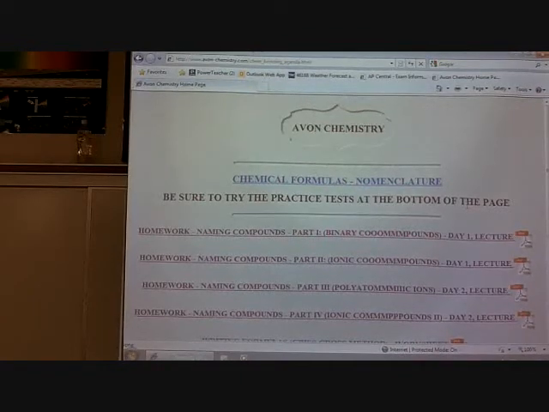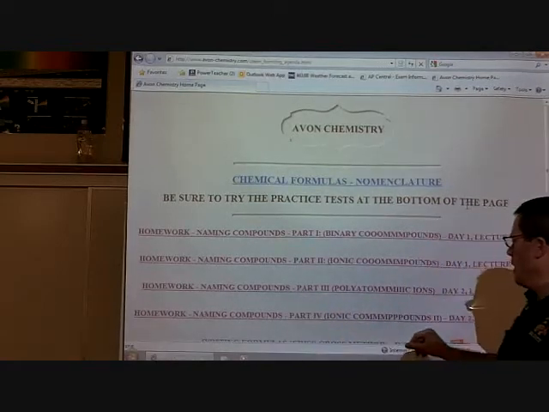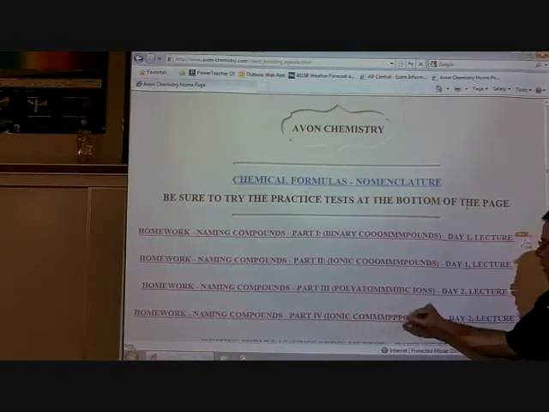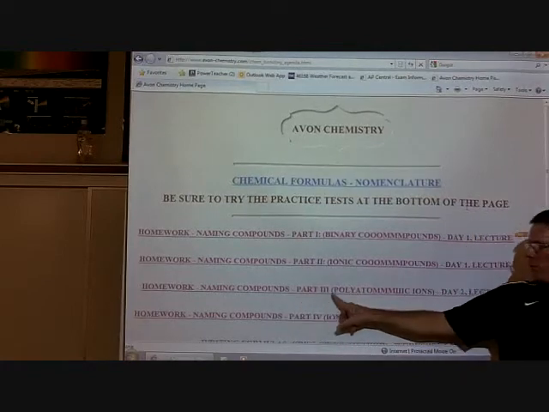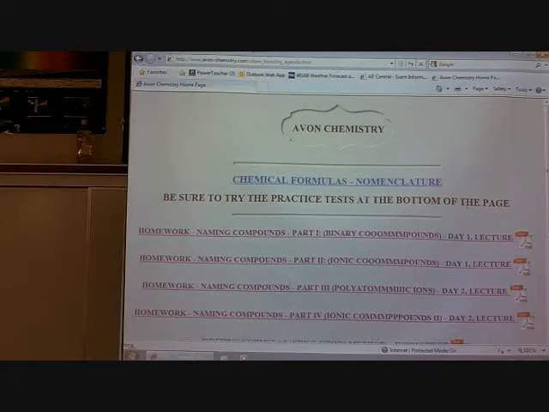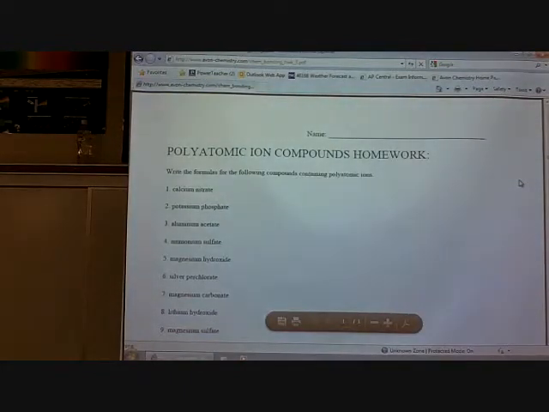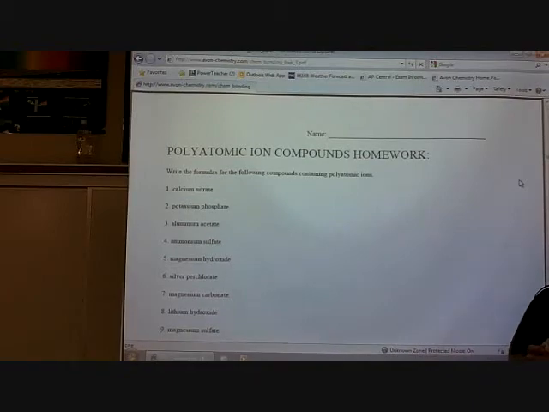And again, you'll see this screen here. And what we're going to look at is naming compounds part 3, polyatomic. And again, I apologize for all the extra letters there. For whatever reason, the HTML went crazy. So I'm going to click on part 3, or the third one down. And you should see the worksheet that looks like this. Okay, so polyatomic ion compound homework. And I'm going to go back to the Elmo.